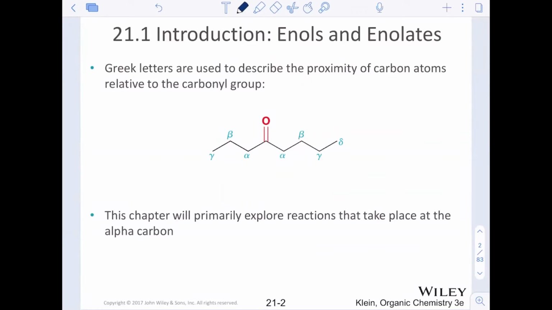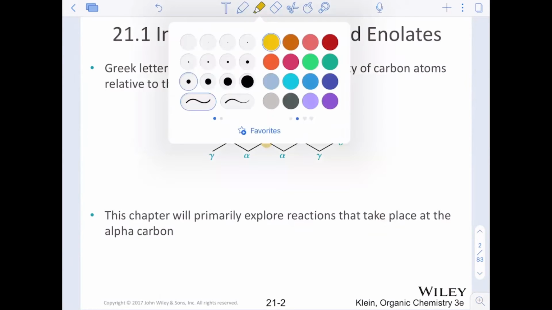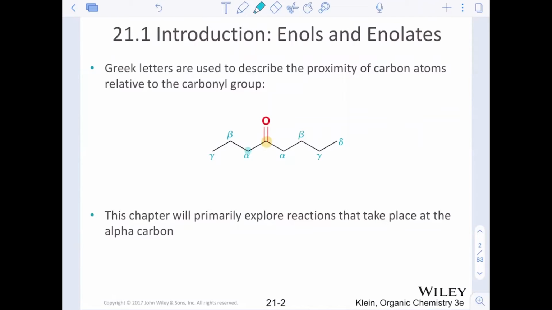So when we're talking about alpha carbons, this is where an enol or an enolate is going to start to react with the alpha carbon or be a part of the functional group. Greek letters are used to describe the proximity of carbons relative to the carbonyl. The carbonyl is kind of like our home plate here. That was our electrophile in the previous chapters. Now, the alpha carbon that we are going to be discussing in this chapter is the adjacent, next door carbon. This chapter is going to explore the reactivity at this specific position.